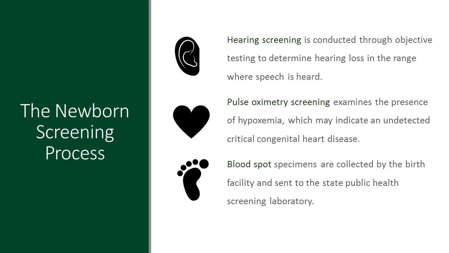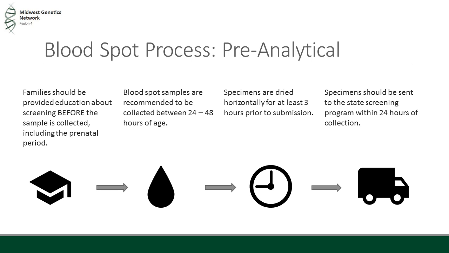And finally, the blood spot portion is, without a doubt, the oldest of newborn screens and is typically the one that most physicians think of when they are thinking about newborn screening. And this portion analyzes a small amount of blood taken from the infant's heel shortly after birth. The blood is spotted onto special filter paper and sent to a public health laboratory for analysis. Next slide.